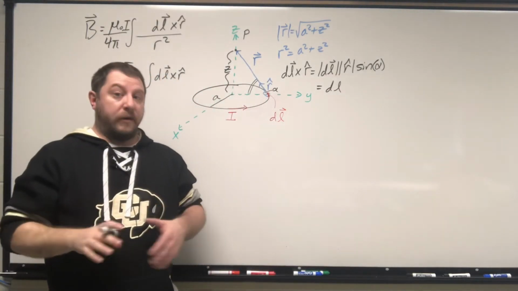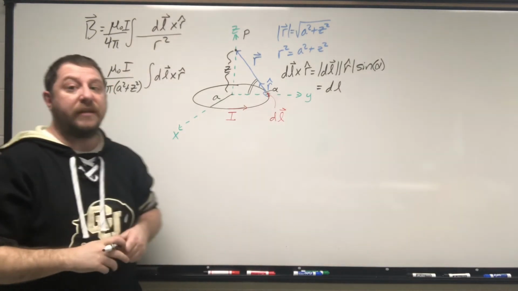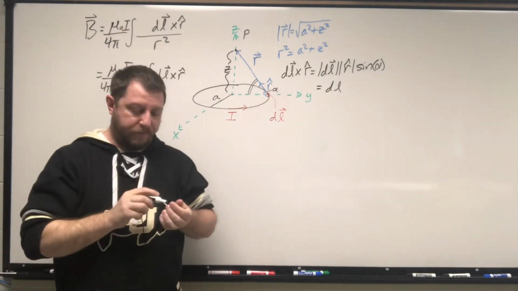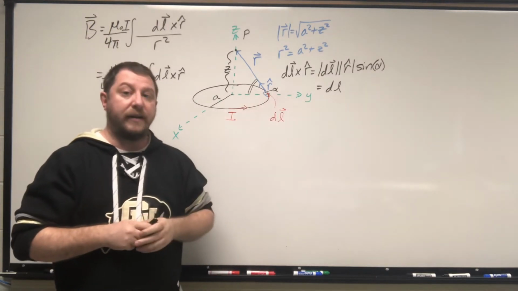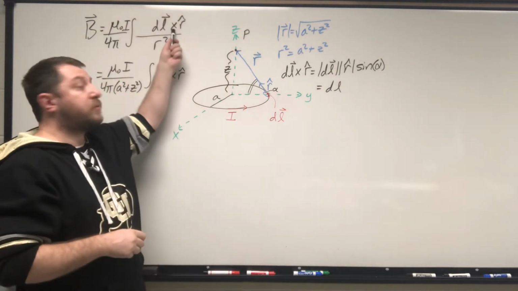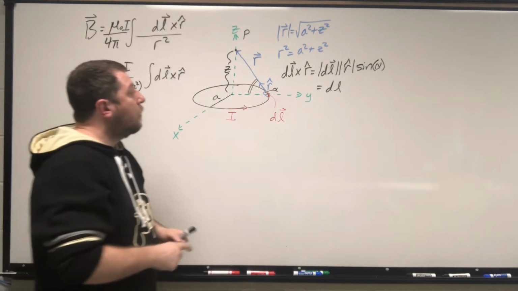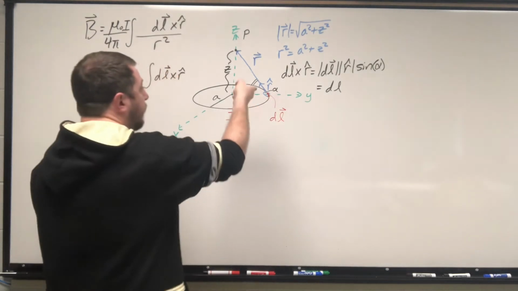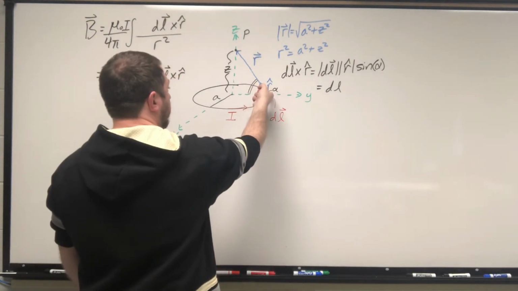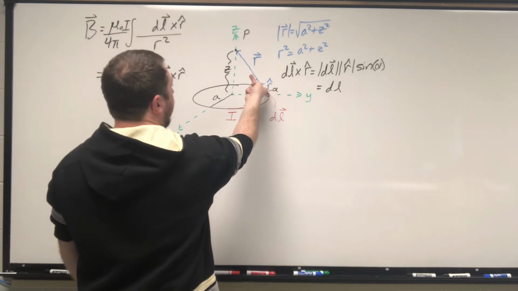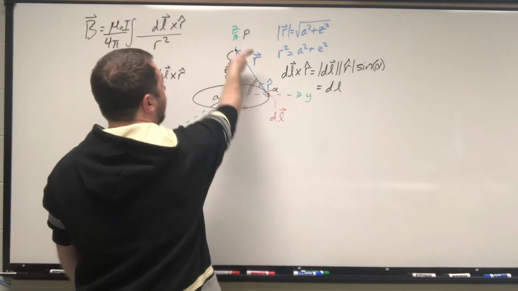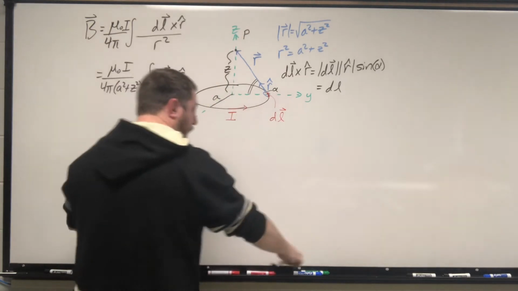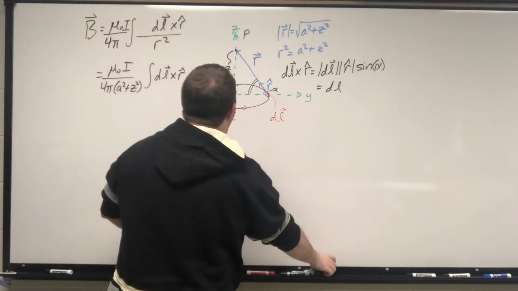Now here's one of the tricky parts. Okay, so this is just the magnitude of dl. Here's the tricky part. What about the direction of the magnetic field? What is the direction of this cross product? Okay. Well, using the right-hand rule, if dl goes into the board, and my r vector goes up like this, then my magnetic field is going to point like this. Okay? So my magnetic field is going to be at a right angle.